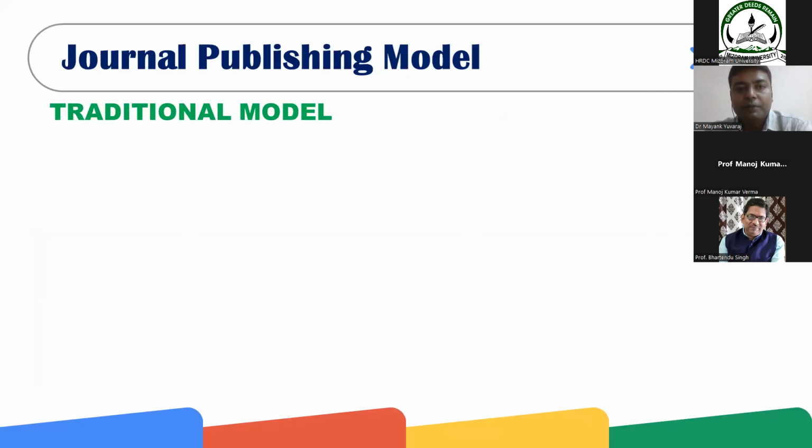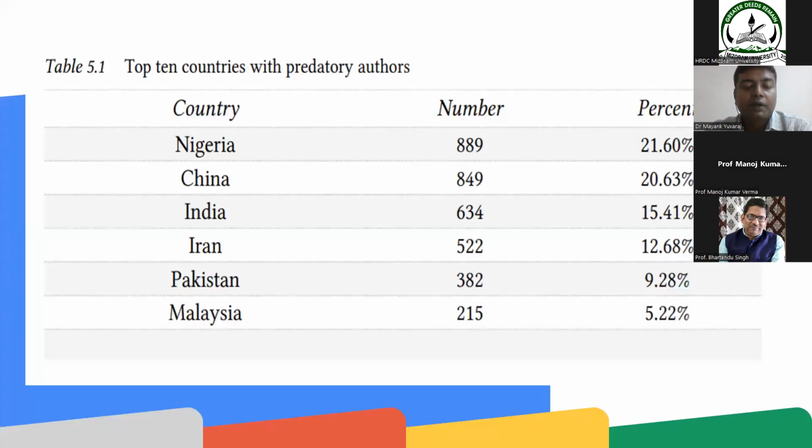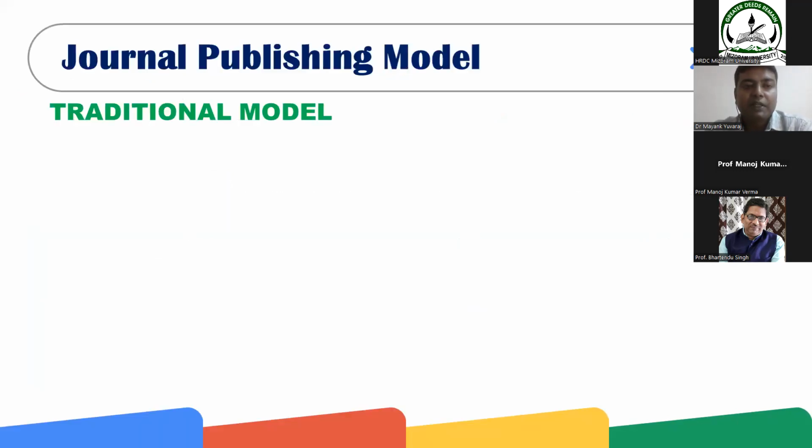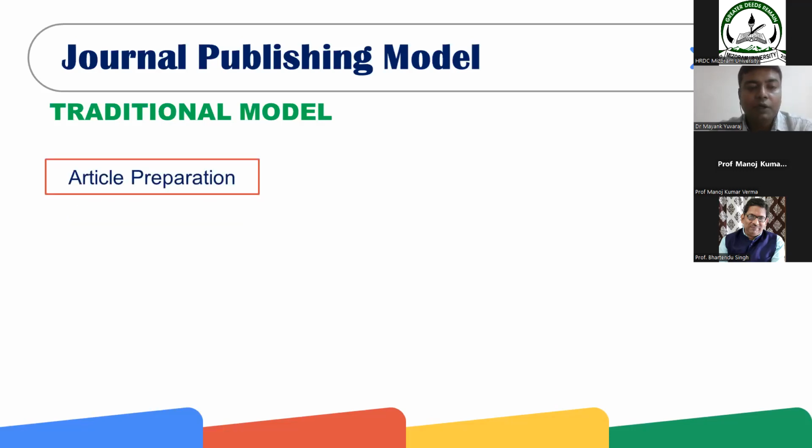Now the big question comes: how did the predatory publishers become so powerful? If we look at the journal publishing model, basically there are two kinds of models. First, I will take up the traditional model of journal publishing. In the traditional model, we prepare an article. After preparing that article, we find a suitable journal according to the title or scope of our study, and then we submit that paper.